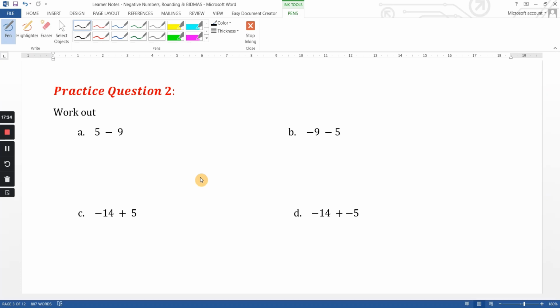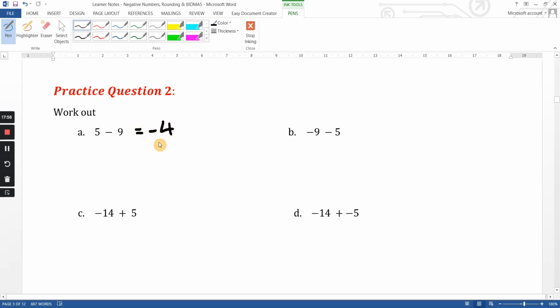Well, let's go through these then. So 5, take away 9. So you're on +5, you're going to take away 9. Again, I can see it in my head. It's going to go past the 0. So it's definitely going to be below 0. I've taken away 5 already. I can see it in my head. I still need to take away another 4. So that's going to be -4.